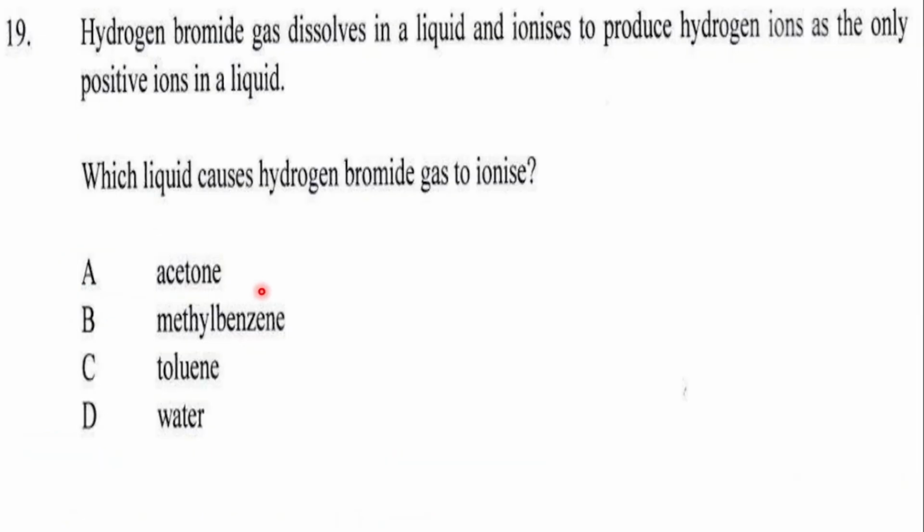Let's move on to question number 19, and it says hydrogen bromide gas dissolves in a liquid and ionizes to produce hydrogen ions as the only positive ions in a liquid. Which liquid causes hydrogen bromide gas to ionize? Is it acetone? Is it methyl benzene, toluene, or is it water? Again, which liquid causes hydrogen bromide gas to ionize?